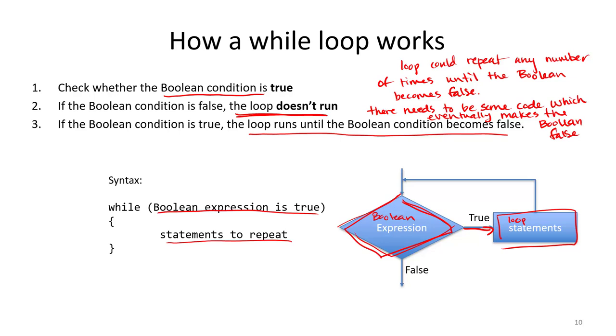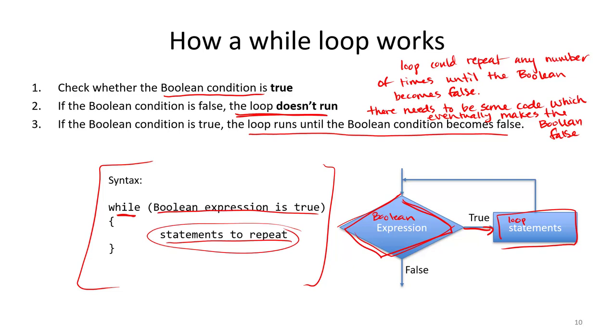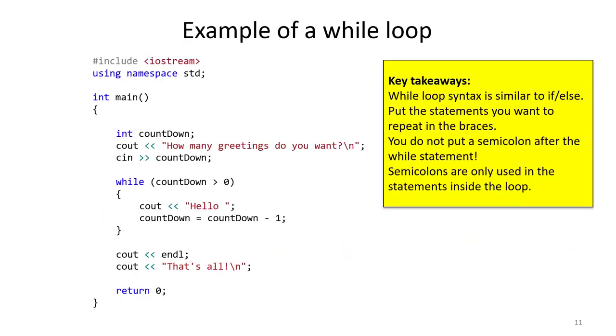Let's take a look at an example. You'll notice in our example that we use syntax as shown here, kind of similar to an if statement, where we use while, and then all the statements we want to repeat are either a single line on its own with a semicolon, or, if we have multiple lines, we enclose them in braces.